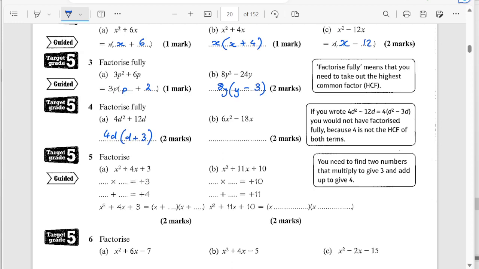And then for the final one, 6x is our common factor. And we times 6x by x to get 6x squared. And by 3 with a minus symbol in the middle.